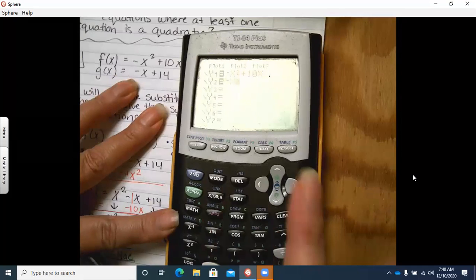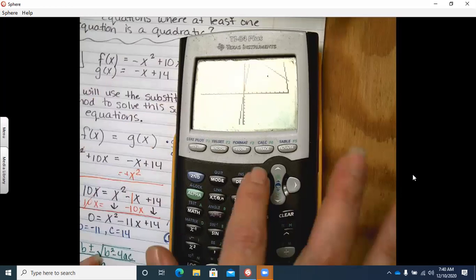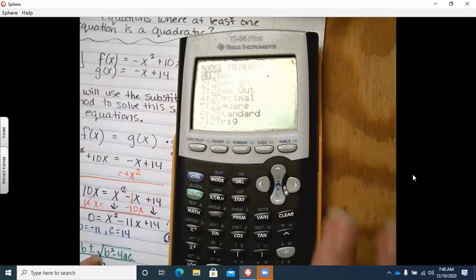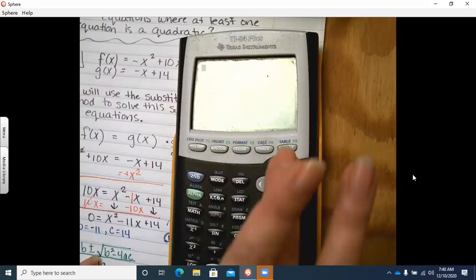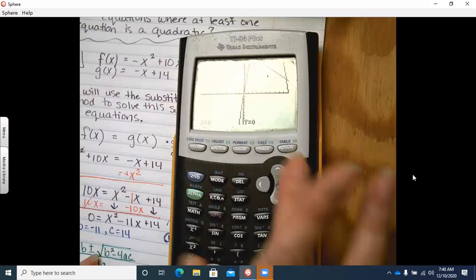And to see the graph, I can't really see much of that graph, right? So I'm going to zoom out, zoom out, zoom out. Come on, this is just going crazy. All right, well, let's look at our table.